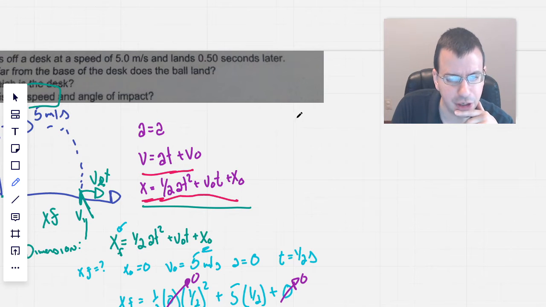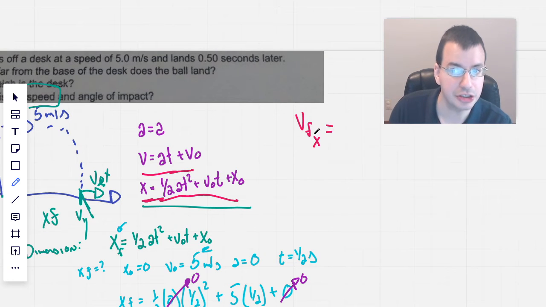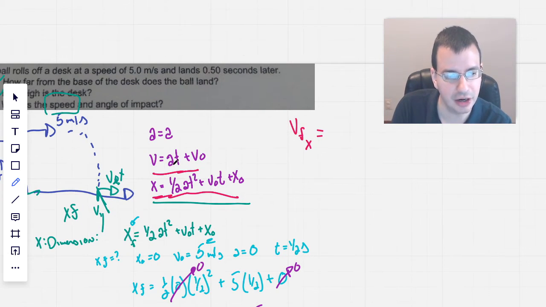So we're going to start with finding velocity final in the x direction. Since there's no acceleration, acceleration is 0, and time doesn't matter because acceleration is 0. So velocity final will be velocity initial, which is 5 meters per second. Not too hard, did it?